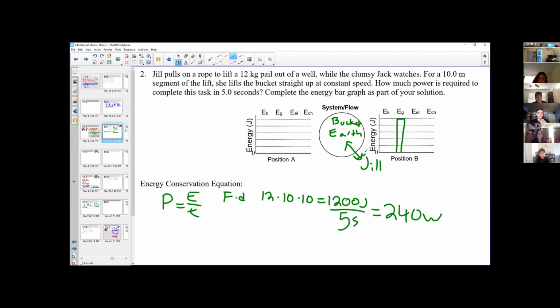Any questions about that one? Let me show you something you could do a bit differently. Mathematically, it doesn't really change it, but conceptually it could. You could put Jill in the system and declare that it's chemical energy.